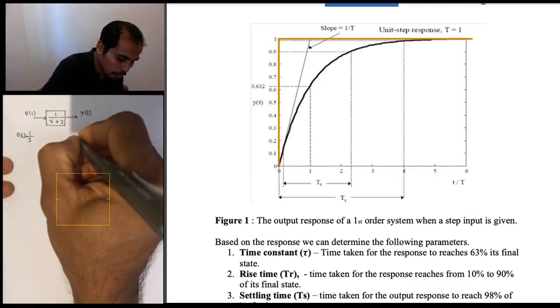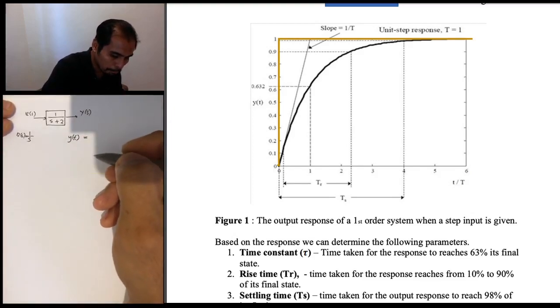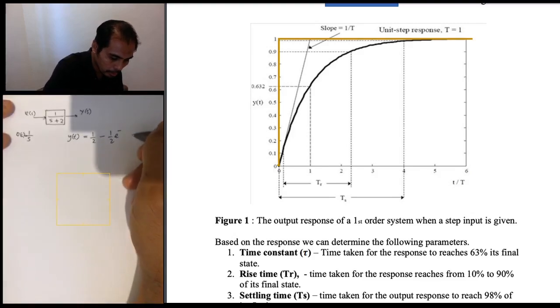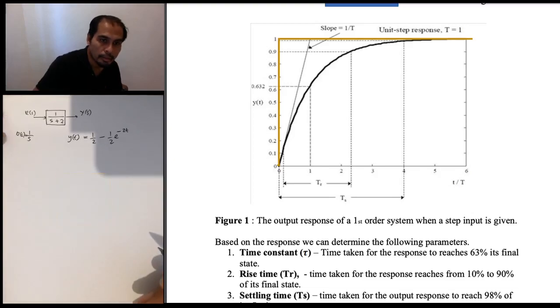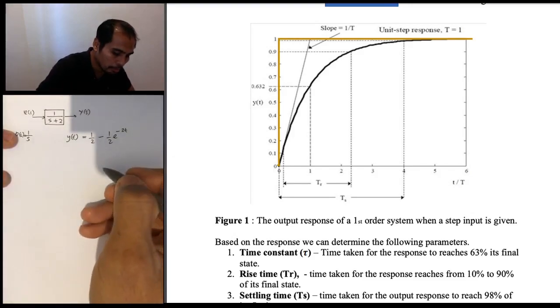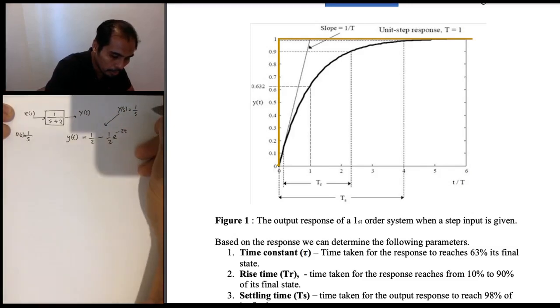Okay, we know that y of t is, from here, it is 1/2 minus 1/2 e to the minus 2t, right? If you use partial fractions, you will solve this and you get this. This is our y of s, 1 over s times s plus 2.